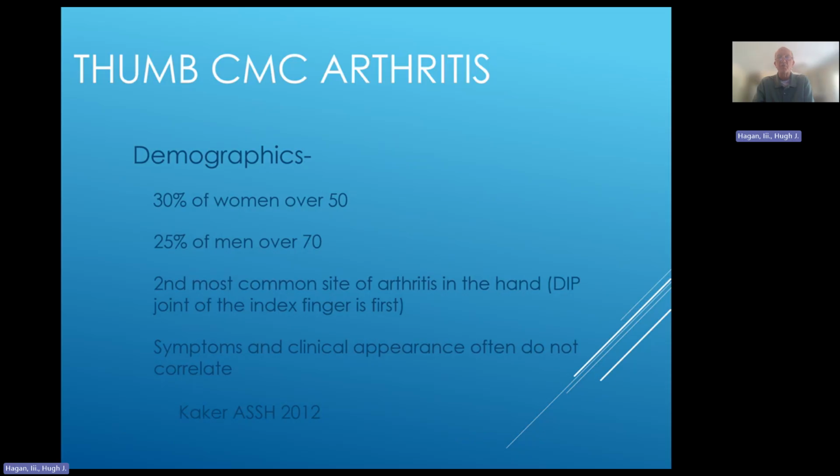Well, 30% of women over 50 will get it, and a significant percentage of them, probably 50%, will be pretty symptomatic. A little less common in men, and they're a little bit older before they start having symptoms from it. It is the second most common site of arthritis in the hand, the DIP joint of the index finger being the first. Symptoms and clinical appearance do not always correlate, nor do x-rays.